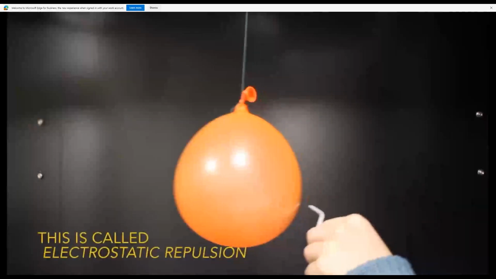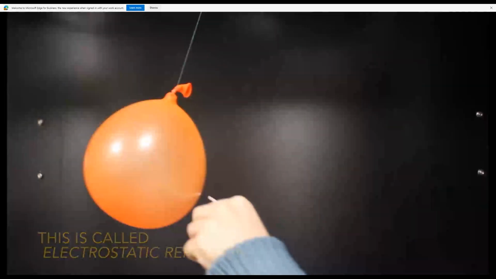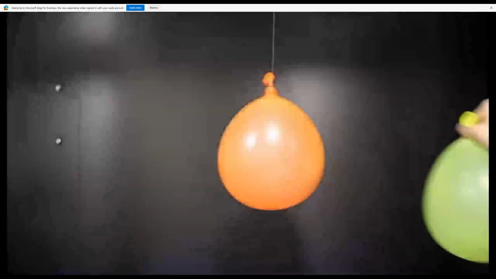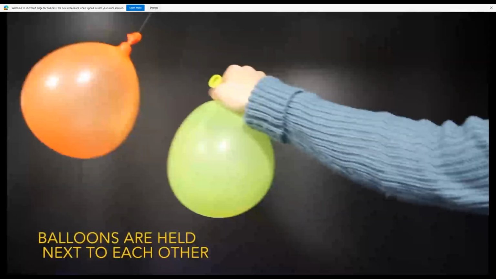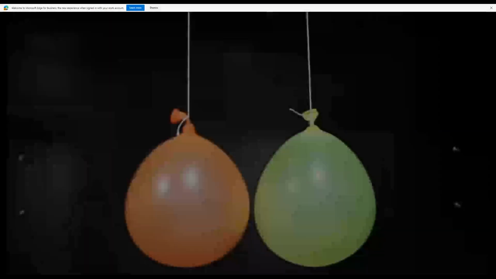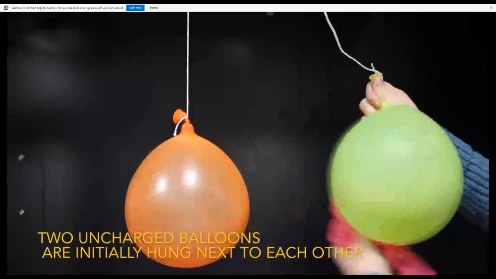So you can see here, both of these are negatively charged and they don't even touch each other and they're repelling one another. This is exactly the same behavior that these colloidal particles are going to have in suspension.